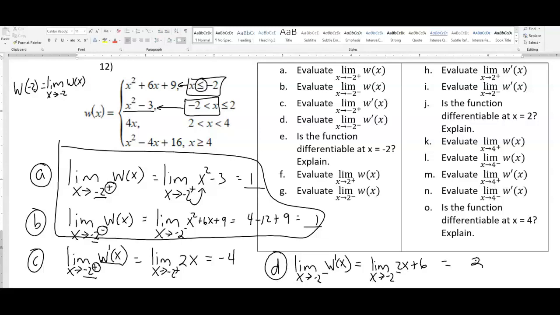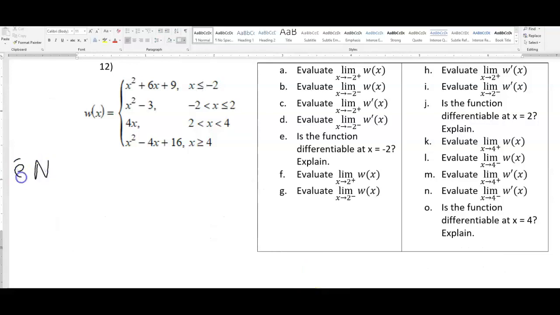Now the next thing, though, for it to be differentiable is it needs to be connecting smoothly. It cannot be at a cusp. In other words, the limit from the left of the derivative and the limit from the right of the derivative have to have the same value, and as you can see, they don't. Okay, so we have a cusp when that happens. So is this function differentiable at x equals -2? Our answer to that is going to be no, since the limit as x approaches -2 of w prime of x from the right is not the same thing as the limit as x approaches -2 from the left of the derivative. Okay, so that would be our answer to part E.